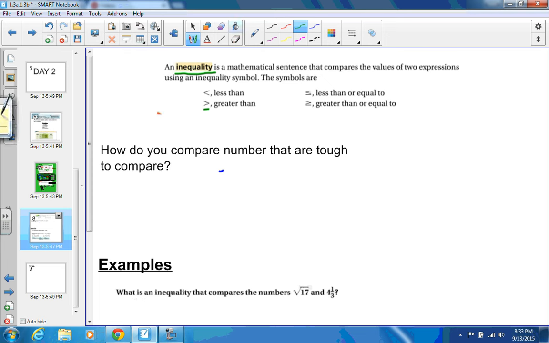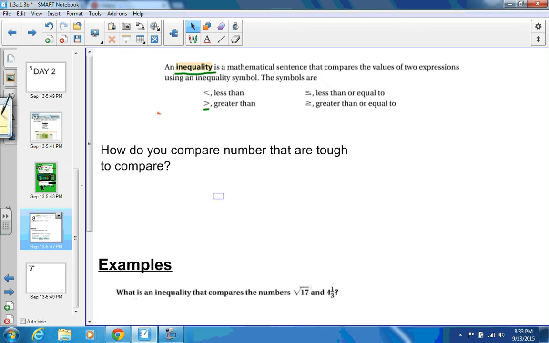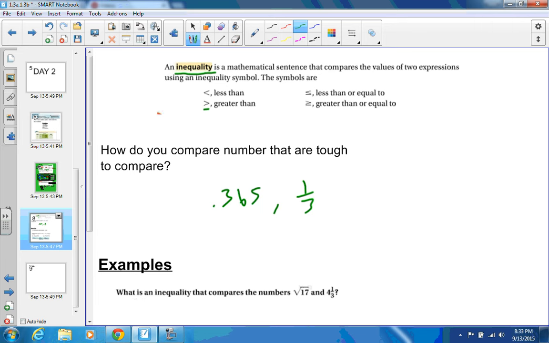So, question for you is, how do you compare numbers that are tough to compare? So if I said like 0.365 and 1/3. Which one is bigger? Which one is smaller? It's tough because they're both going to be between 0 and 1. And we don't know off the top of our head maybe because one is a decimal and one is a fraction. Well, you can always put them into decimals.